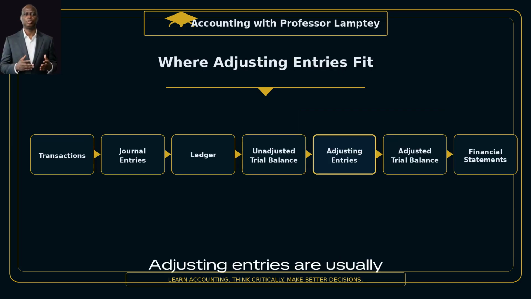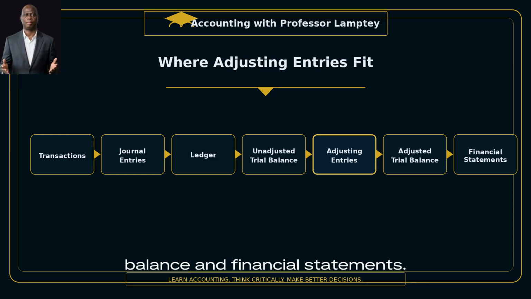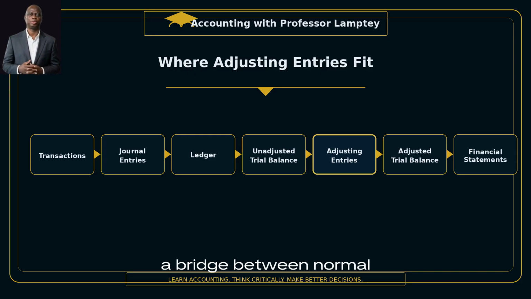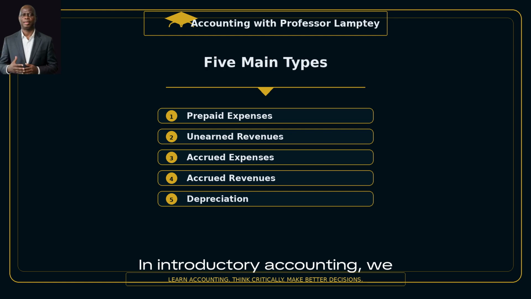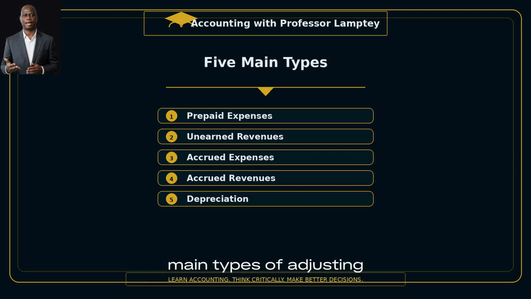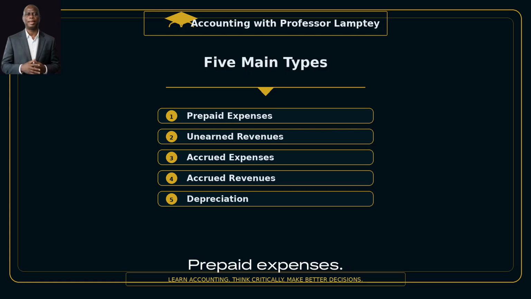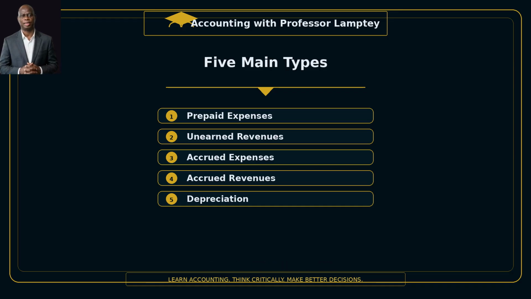Adjusting entries are usually made at the end of the accounting period. In the accounting cycle, they come after the unadjusted trial balance and before the adjusted trial balance and financial statements. So adjusting entries are a bridge between normal recording and accurate reporting. In introductory accounting, we usually focus on 5 main types of adjusting entries: prepaid expenses, unearned revenues, accrued expenses, accrued revenues, and depreciation. Do not worry, we will take them one at a time.